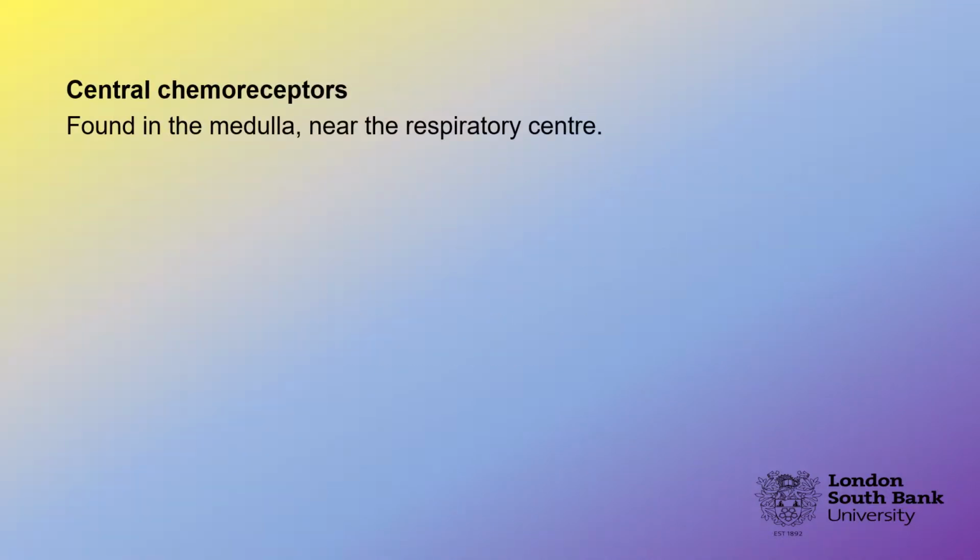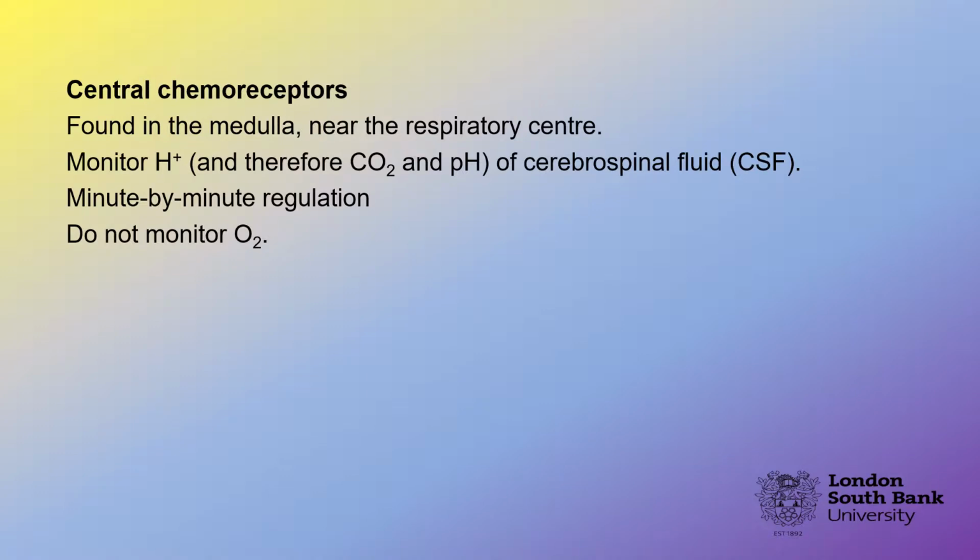So let's get an overview of these chemoreceptors. They come in two classifications according to their general location. First, we have the central chemoreceptors. These are found in the medulla, very close to the respiratory centres. They monitor H+ and therefore CO2 levels, but they monitor it in the CSF, the cerebrospinal fluid. It's a minute-by-minute regulation of CO2. However, the central chemoreceptors do not monitor oxygen.